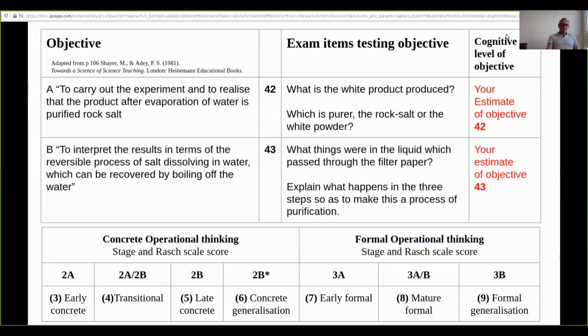Okay, and we'll do the same procedure with another objective: to interpret results in terms of the reversible process of salt dissolving in water that can be recovered by boiling off the water. So again, with the poll, I want you to make your estimate from a 3 to 9 along this Piagetian scale for objective 43. Okay, I'll give you 30 seconds.